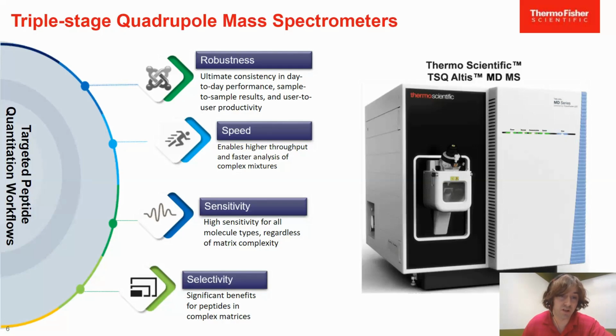Within what we're going to be talking about in this presentation, we've used a triple-stage quadrupole mass spectrometer, which is the Thermo Scientific TSQ Altis MD mass spec. So this is a medical device, which makes it perfect for lab-developed tests.